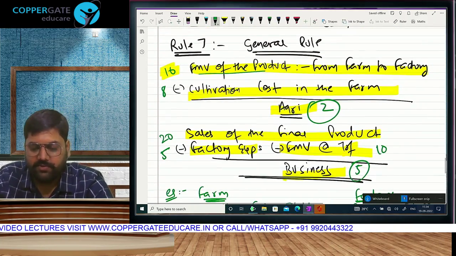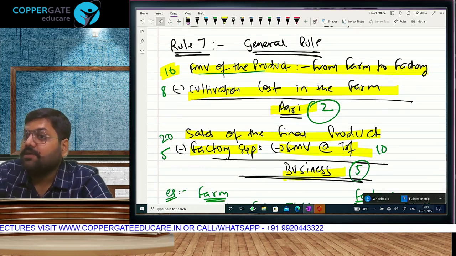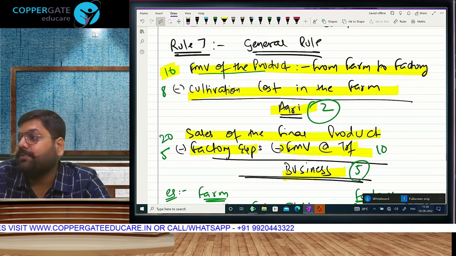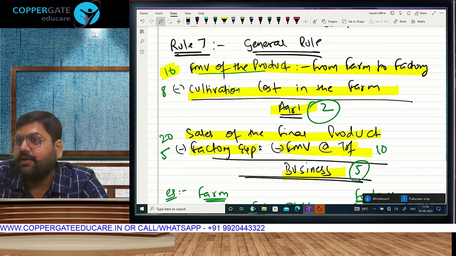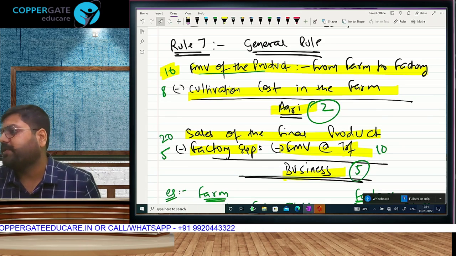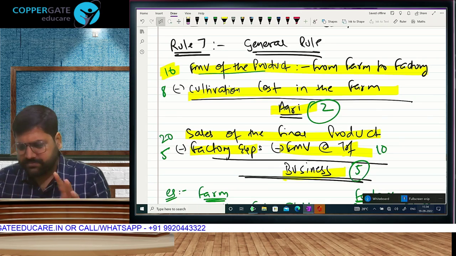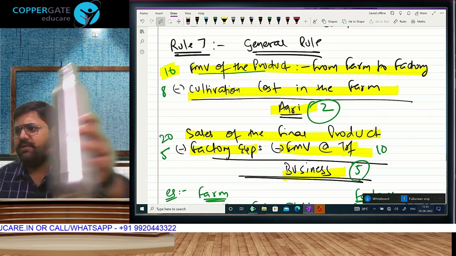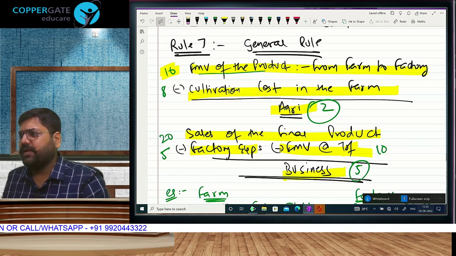Now are you able to read in words, apply in the example and understand how to segregate business profit and agriculture profit when you are doing only one activity, meaning only business? So taxable, what example?